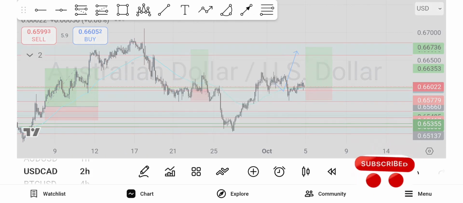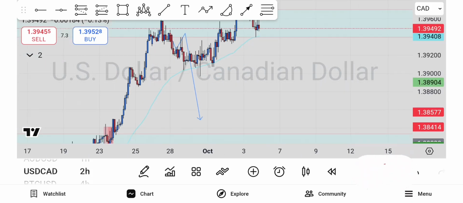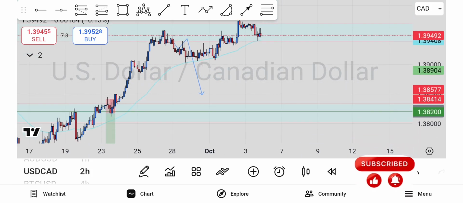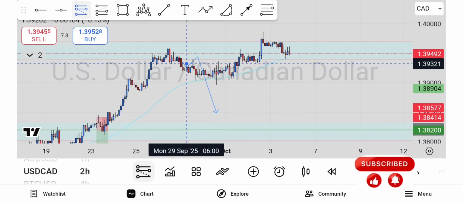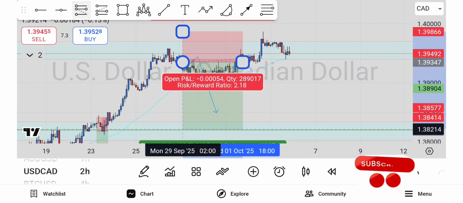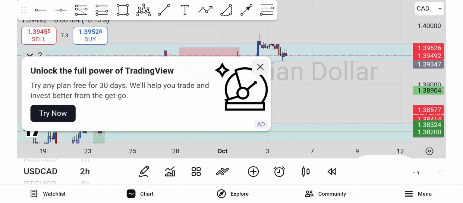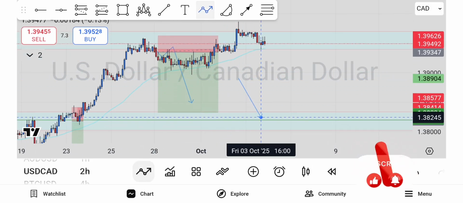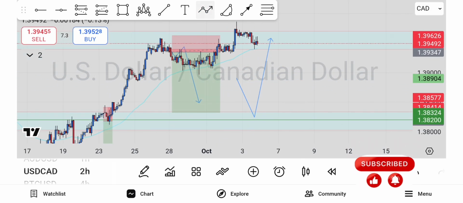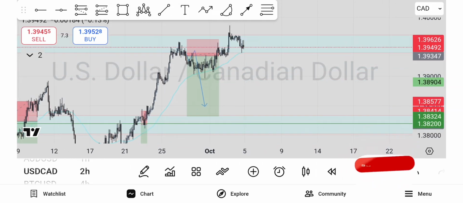USD CAD, I was expecting the market to go bearish like a counter trend, but we didn't take the trade and we avoided the loss. I would have taken the trade from here, but we avoided this loss. I was expecting the market to go bearish so that we can maybe buy from here to the upside, but we didn't take the trade and the market is going to the upside.